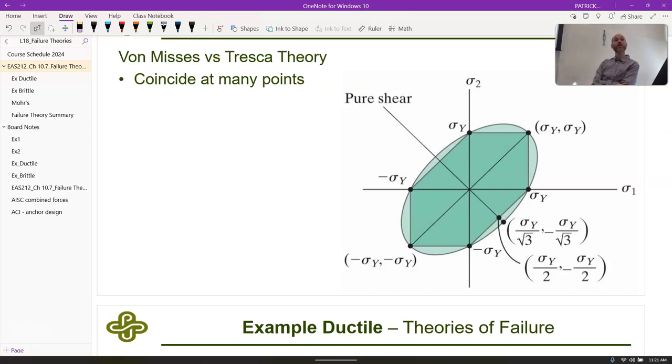So which one of these is slightly more conservative? Tresca is slightly more conservative, right? Because you could have a sigma 1, sigma 2 value that lands right there. If we evaluated it based on von Mises, we'd say it's okay. If we evaluated on Tresca, we'd say nope, we'd expect failure. So if you're of the conservative persuasion, Tresca will be more conservative.